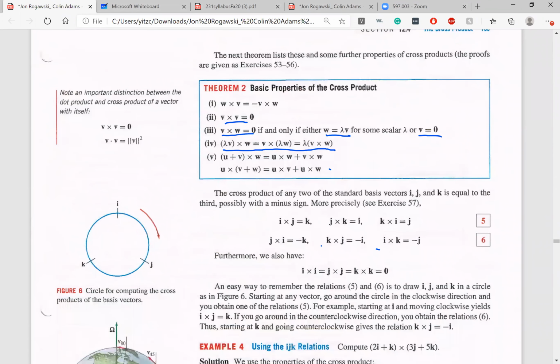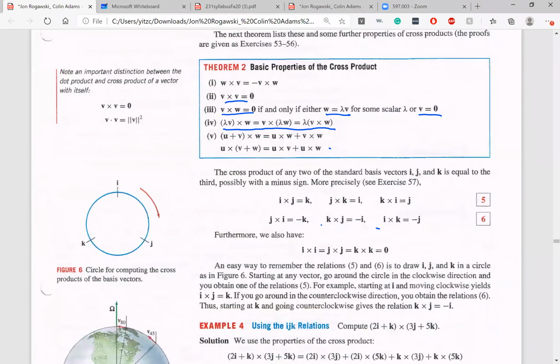Okay, last time we finished over here, we were talking about how the cross product of i and j is equal to k, and so on.